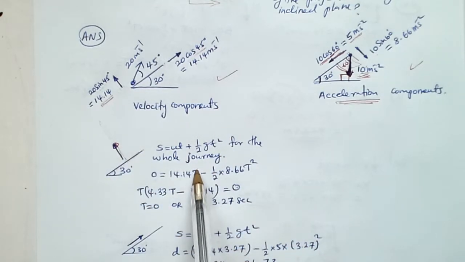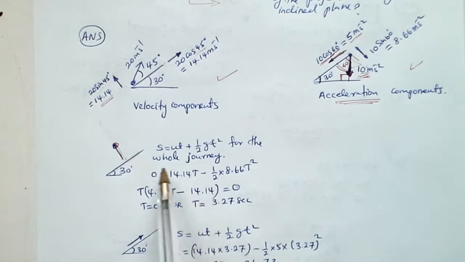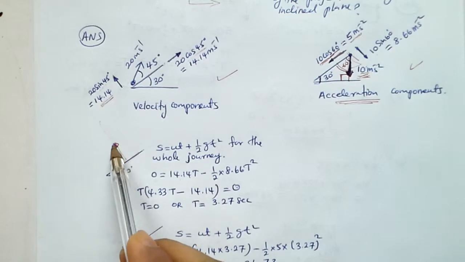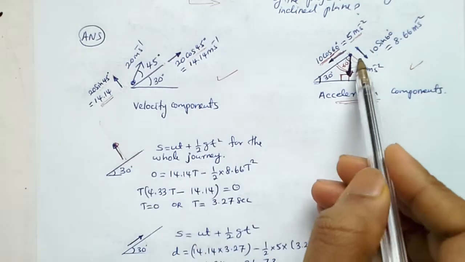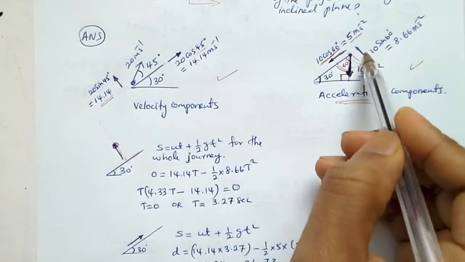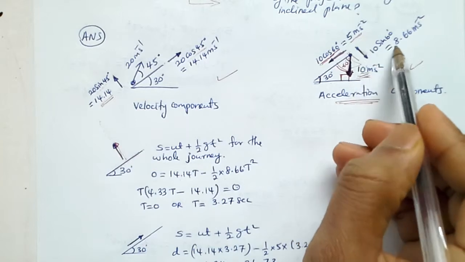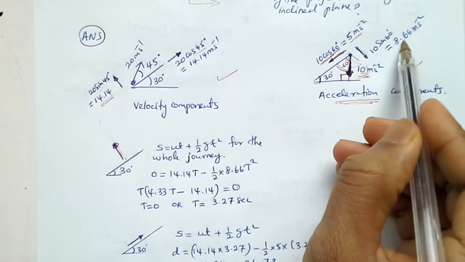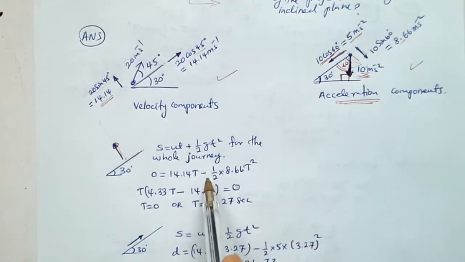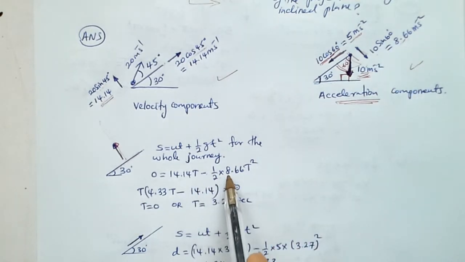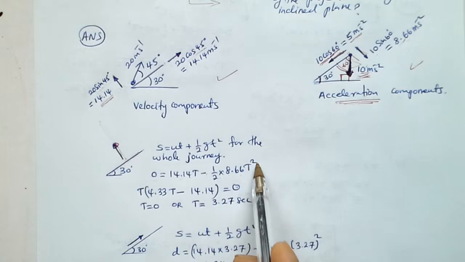So this is our initial speed into, let's say the time of flight for the whole journey is big T, okay, so big T minus. Why minus sign? Because we are applying the equation perpendicular to the inclined plane, but the gravity component is downward, okay, this is downward. We found 8.66 m/s squared. So minus half 8.66 into t squared.